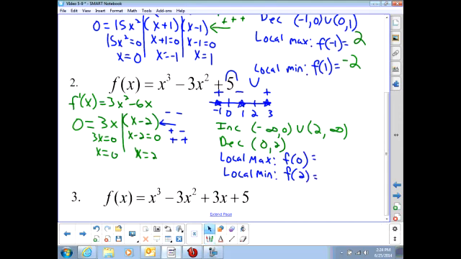Keep in mind, when you find your maxes and mins, those are y values in the original function, so you need to plug it back into f. When we plug 0 in, everything wipes out except for the 5. When we plug 2 in, we'll get 8 minus 12 plus 5, giving us a +1 for the local min.